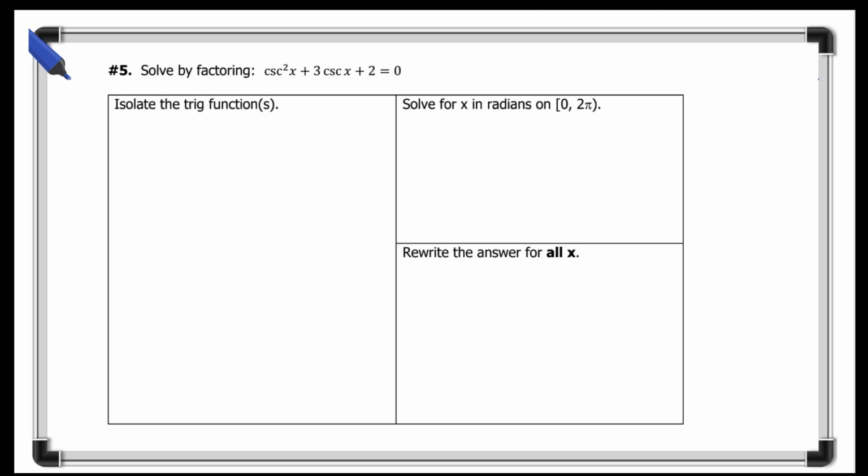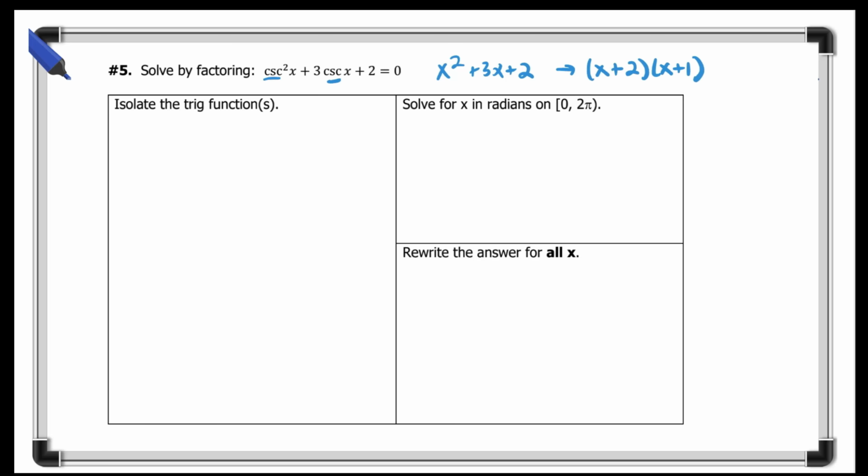Okay, so in this question, we're going to solve by factoring. And again, if you're having a little bit of a hard time identifying how to factor this, remember that if you were just to replace cosecant with x, this would be x squared plus 3x plus 2. So if that helps you to factor a little easier, you can do so.